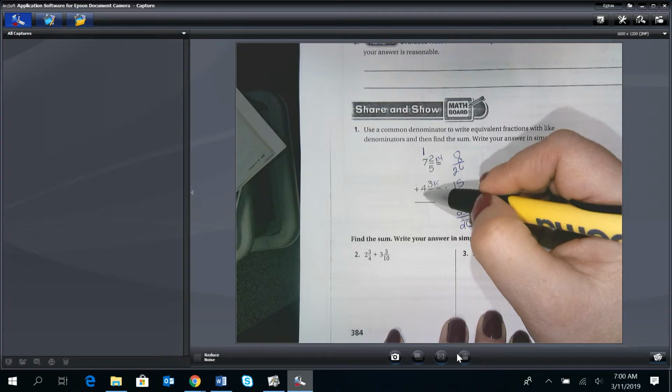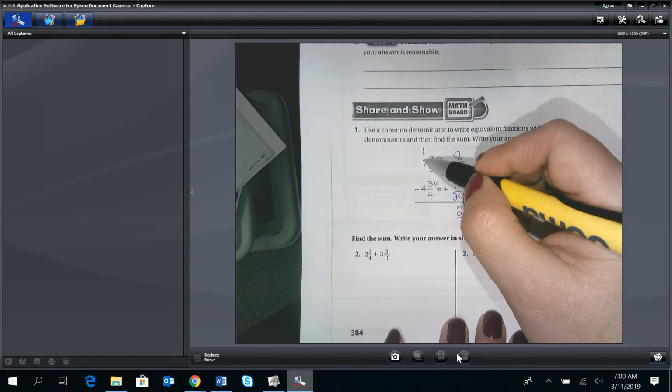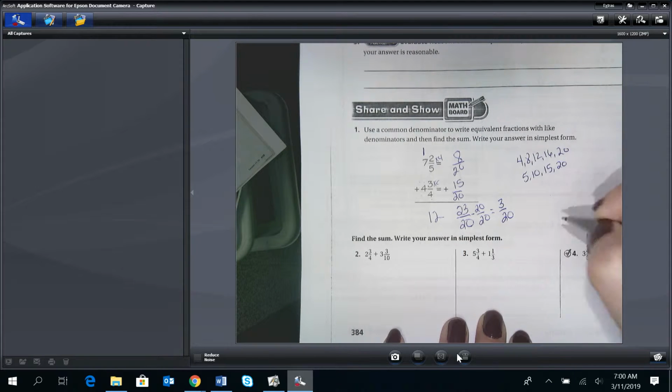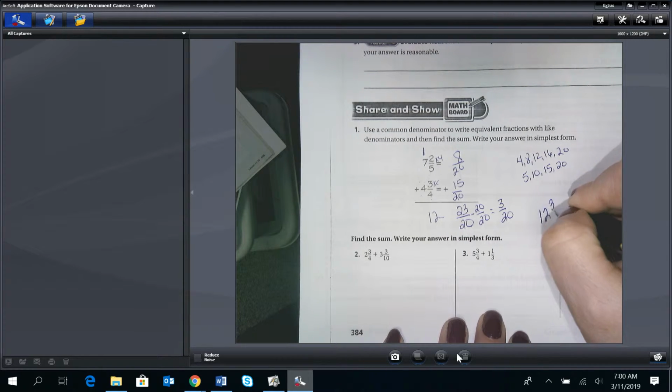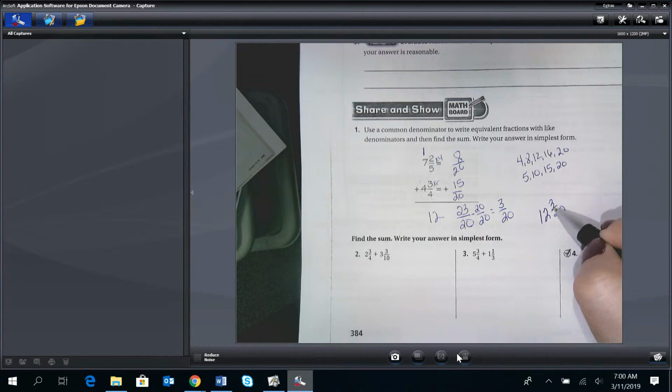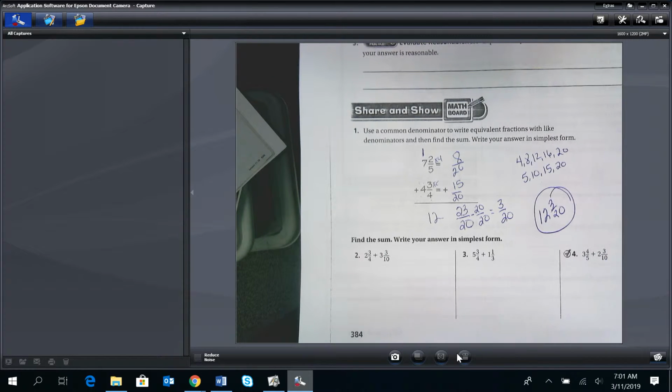Now I'm going to do my whole numbers. 7, 8, 9, 10, 11, 12. Now I'm going to put it together. 12 and 3/20. I have to ask myself one last question. Do I have it in the simplest form? 3 is a prime number. Can it go into 20? No. So my answer is 12 and 3/20. So sometimes you're going to have to carry just like we do in addition.